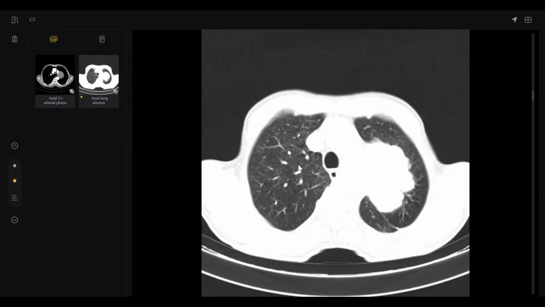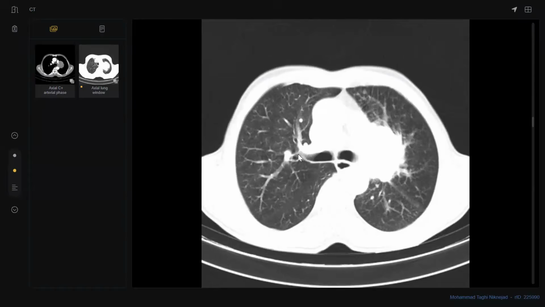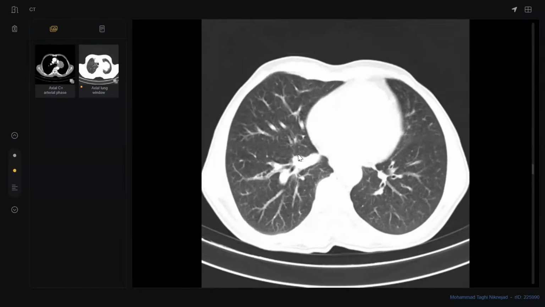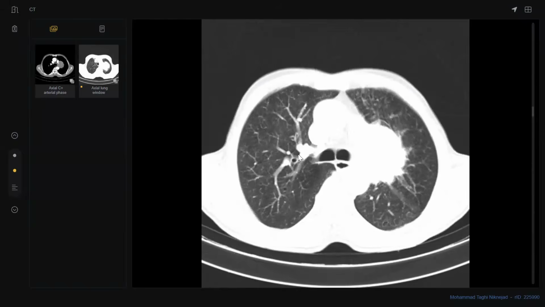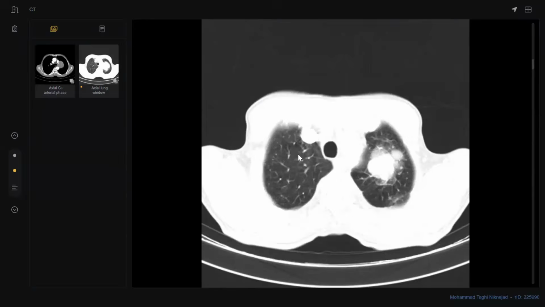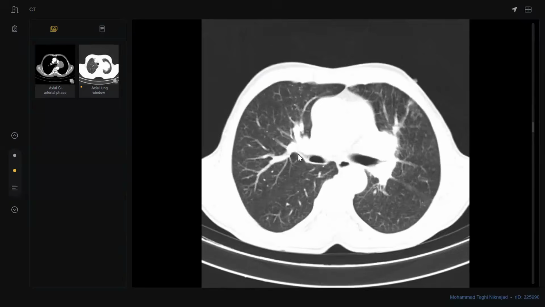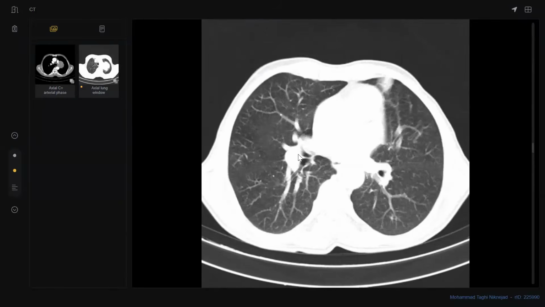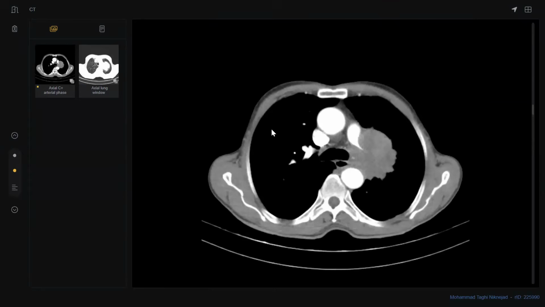Is this healthy lung? No, I can see that there is interlobular septal thickening with few crazy paving areas. So interlobular septal thickening can be due to lymphangitis carcinomatosis. Okay, look here. What do you think?